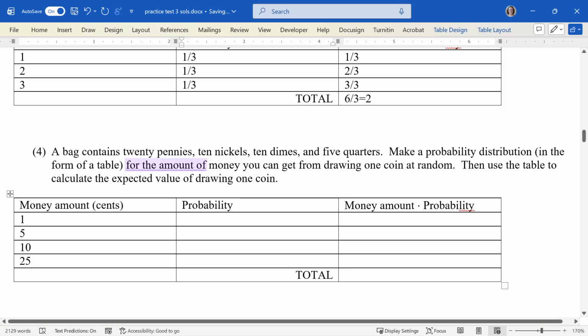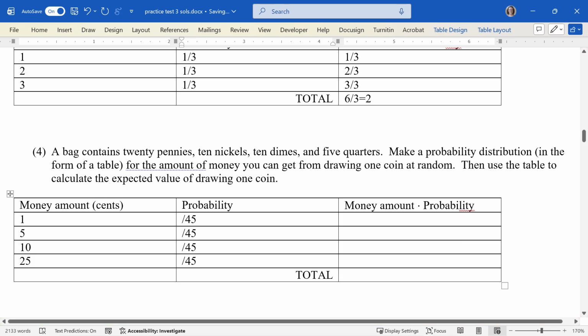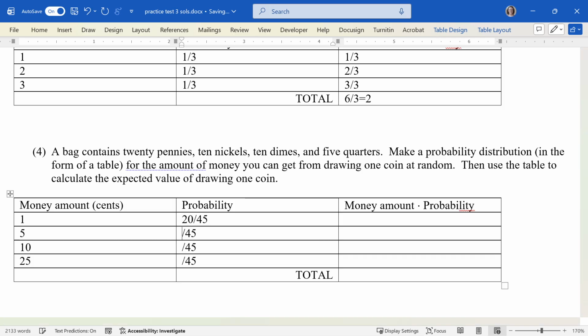Okay, so how many coins do we actually have in the bag? We've got 20, 10, 10, and 5. I think that's 45 coins. Is that right? So these are all going to be out of 45. And then how many of each do we have? We have 20 pennies, 10 nickels, 10 dimes, and 5 quarters.